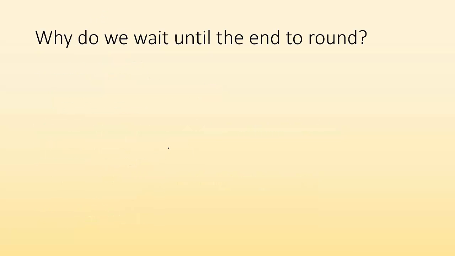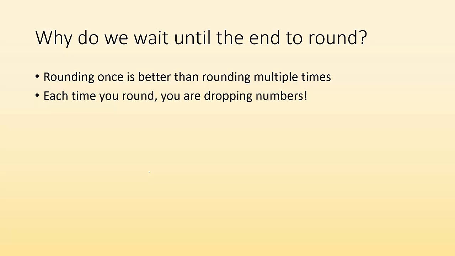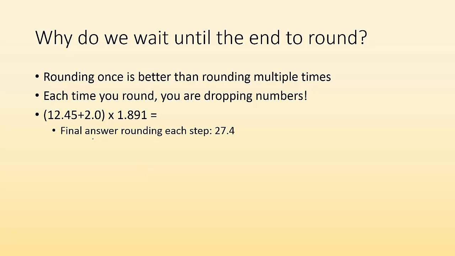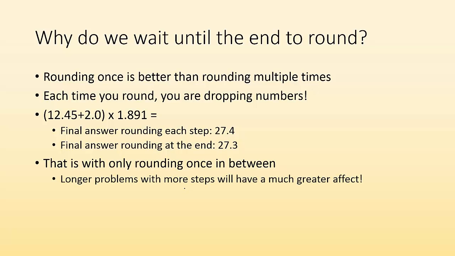That's it. All right, so wait, why do we wait until the end to round? Why can't we round in between? Well, rounding once is better than rounding multiple times. So each time you round, you're dropping numbers, and that's going to mess up your math. So, for example, if we rounded at each step, our final answer is 27.4, but if we round just at the end, we get 27.3. So we end up with a different number, and we only had rounding once in between. If I had a really long problem with more steps and you rounded at each step, you're going to have a much greater effect, and that's going to throw off your answers.